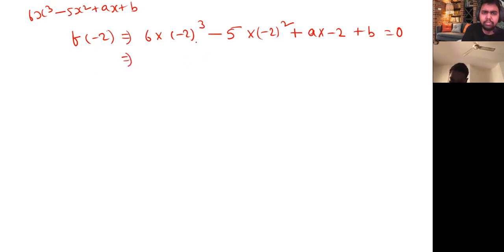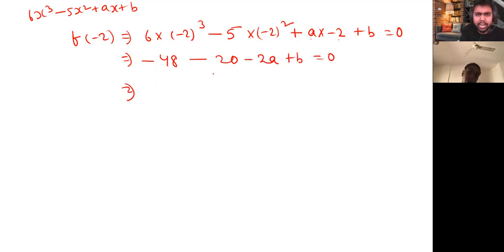Now try to solve this one. -2 cube would be -8, and multiplied with 6 would be -48. Okay, I'm writing -48. Again, -2 square would be just positive 4, so 4 times -5 would be -20. Is it clear? Now -2 and a, so it will give me -2a plus b is equal to 0.